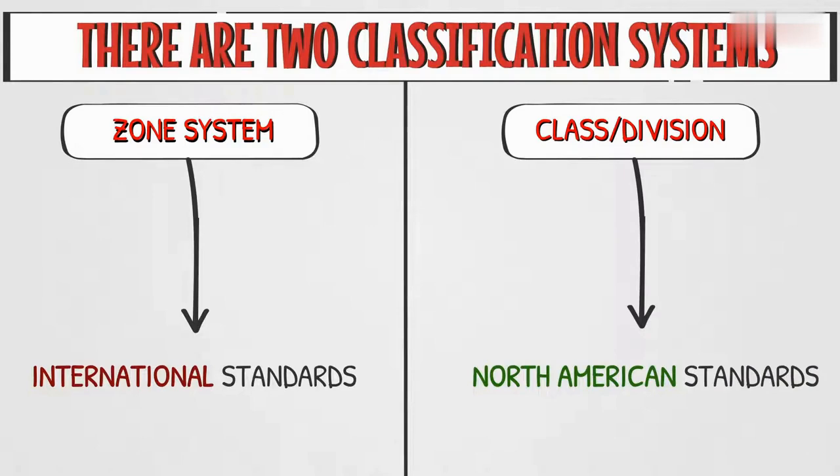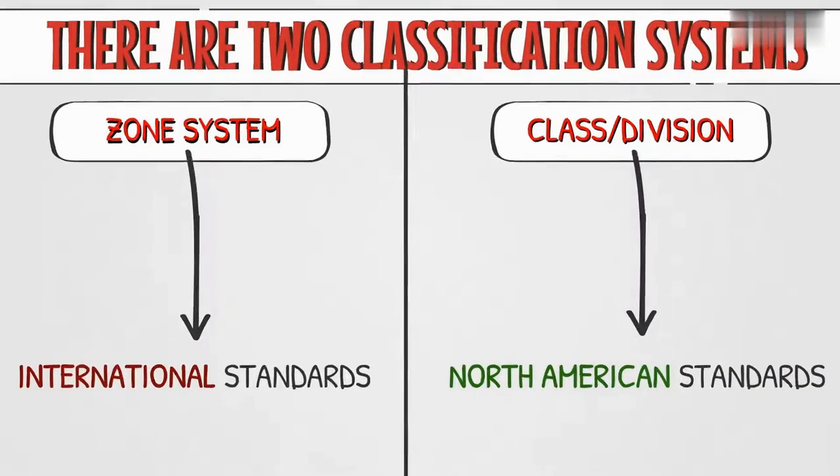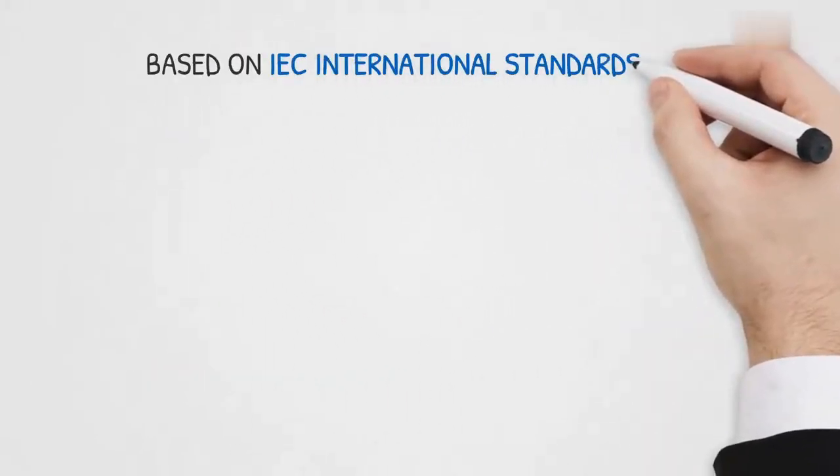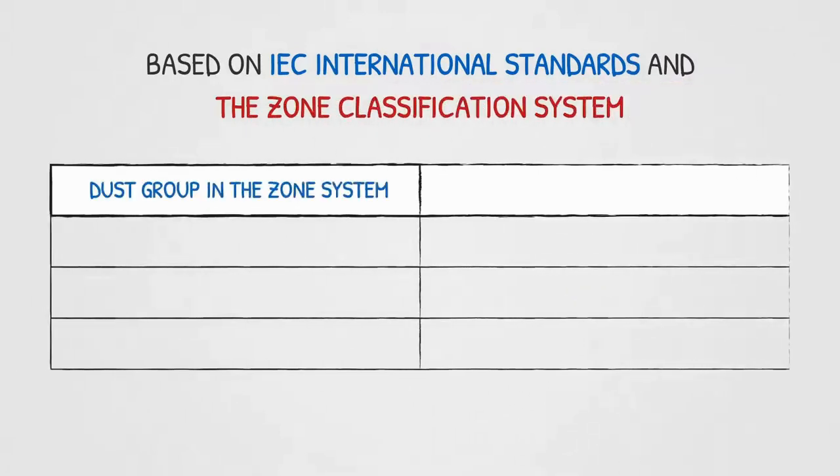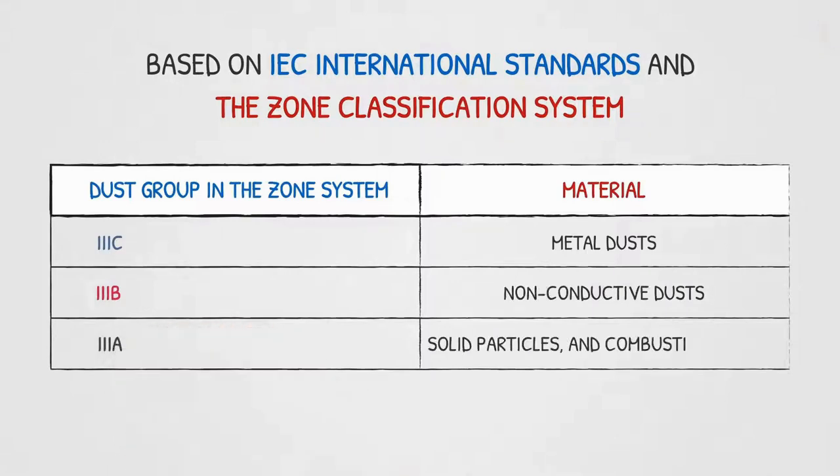Let's consider the classifications in the zone system first. Based on IEC international standards and the zone classification system, explosive dusts are categorized as Group 3. Group 3 is further defined as 3C, metal dusts, 3B, non-conductive dusts, and 3A, combustible flyings and solid particles. The presence of any of these three dust groups alone or in combination determines that a location is hazardous.